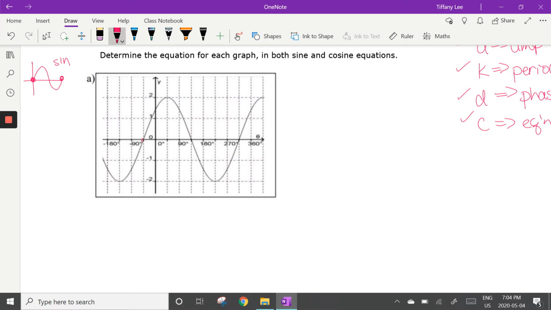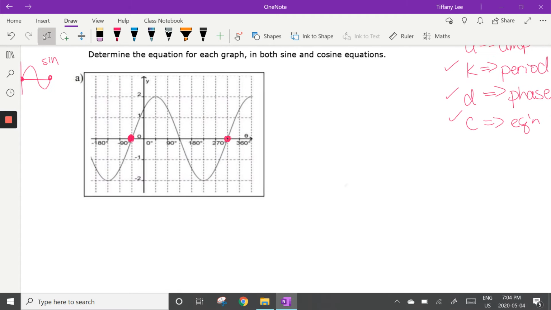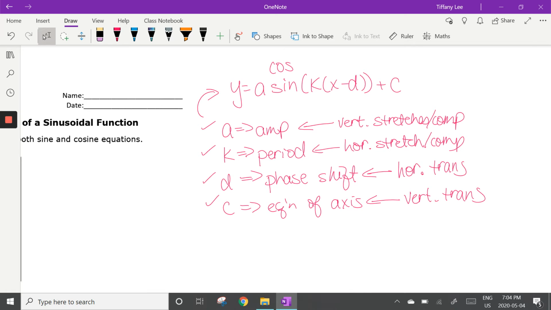It could look something like here, where it starts on my x-axis, goes up and down and then back up. That's one cycle of my sine graph, and that's my period. You're going to base it off of this cycle here to help you determine the equation. So when we look at this graph, let's try and solve for all of our a, k, d, and c.